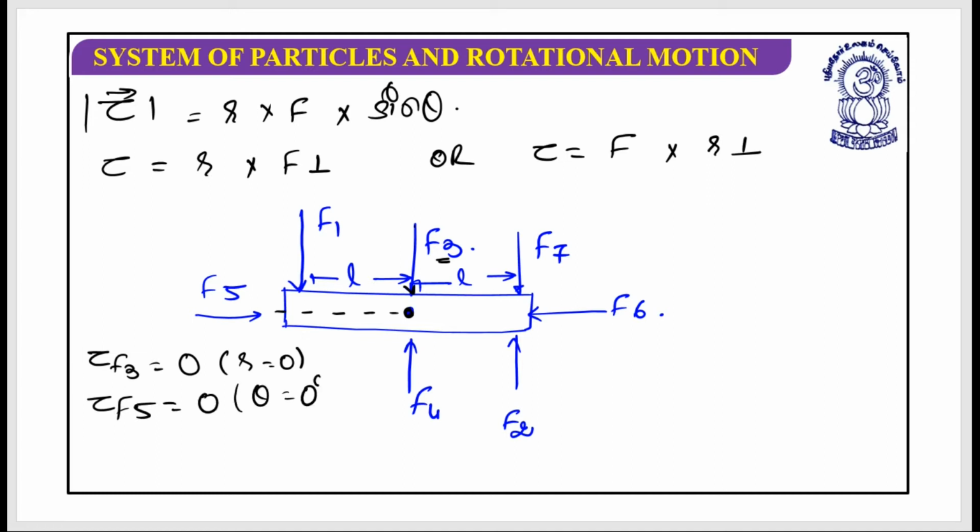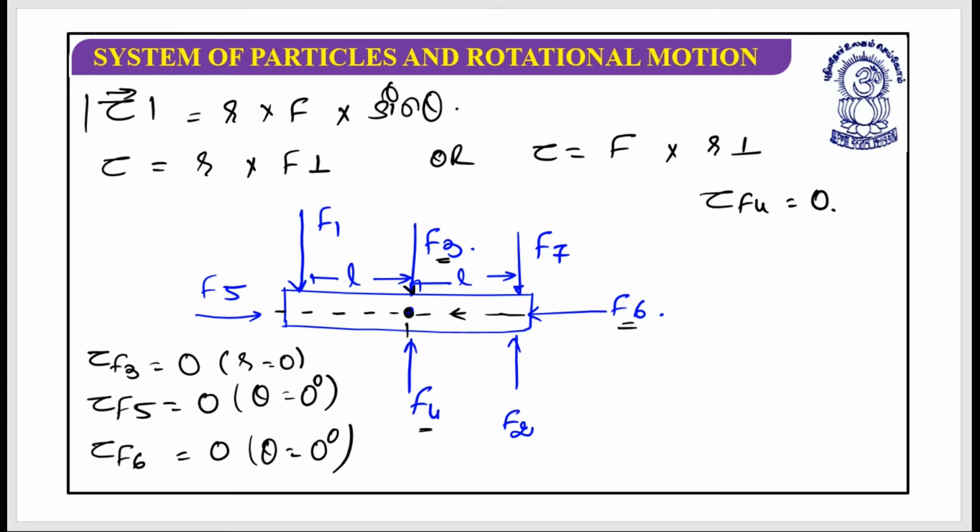It is the case where theta is equal to 0. Torque due to F6, again extend this. Yes, it is going to meet the point where it has been hinged. So torque due to F6 would be equal to 0. Again, this is the case of theta equal to 0 degrees. Torque due to F4, yes, extend this. Again it is going to meet the same point, so torque due to F4 will also be 0. I hope this is clear.